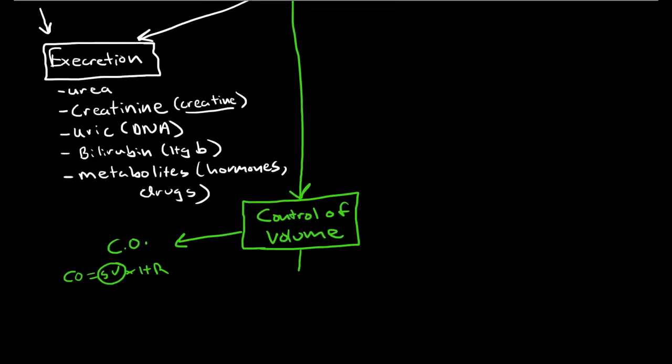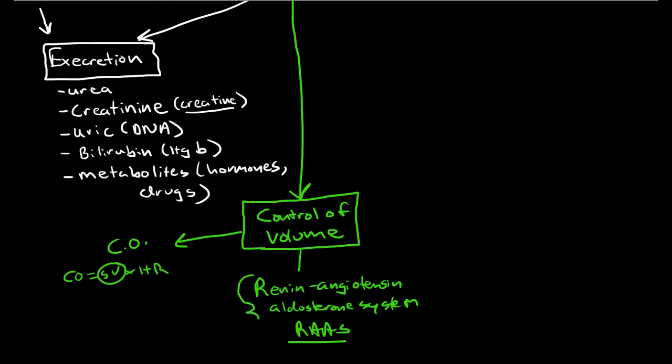Well, it does this through the renin, angiotensin, aldosterone system. And this is nicely abbreviated RAAS. And the renin, angiotensin, aldosterone system we'll talk about in depth, but its major role is to increase blood volume and thereby increase blood pressure.